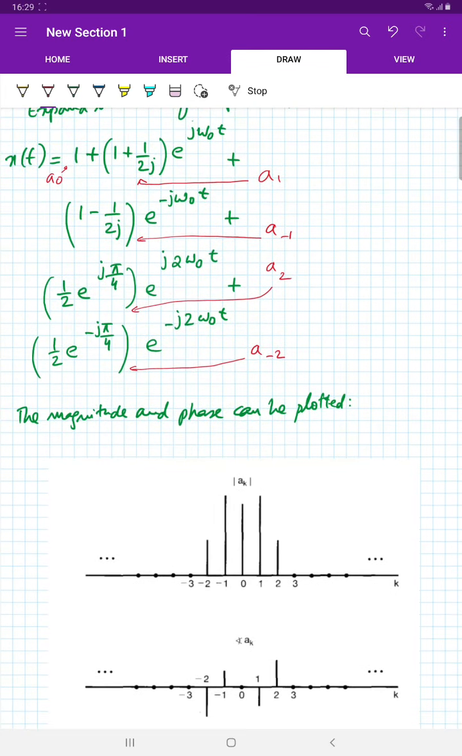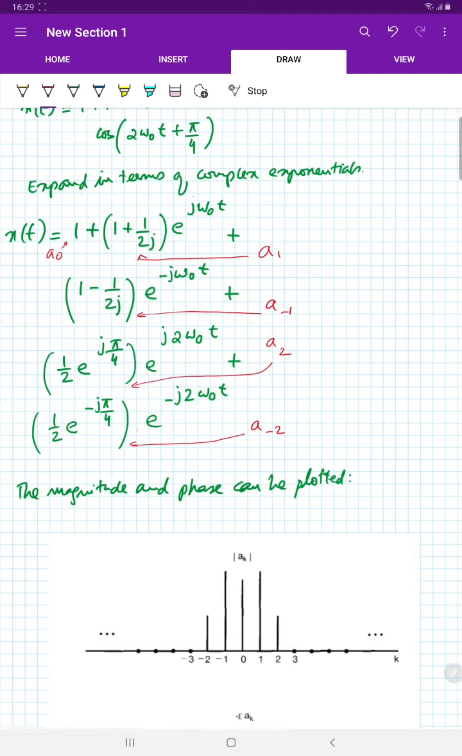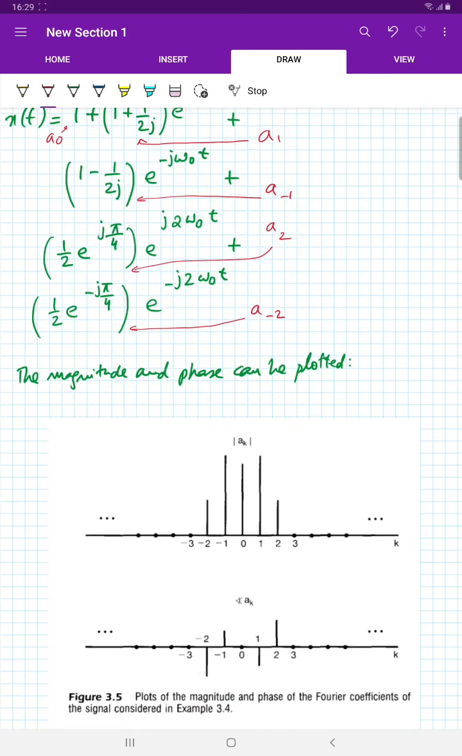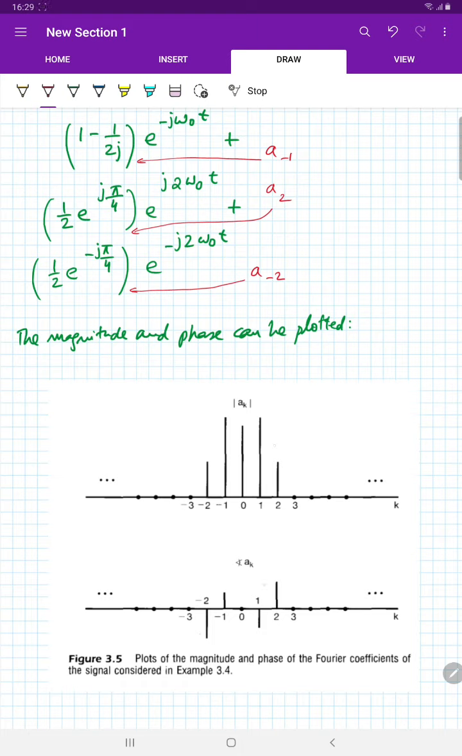Since each of these AKs are complex numbers, you cannot plot them in a single plot. You need to plot them separately, the magnitude and the phase, or the magnitude and the angle. So this is the magnitude part, and this is the angle part. This is the magnitude of AK, and this is the angle of AK.